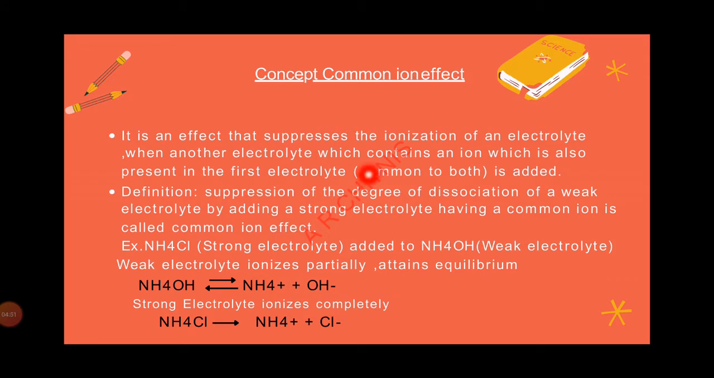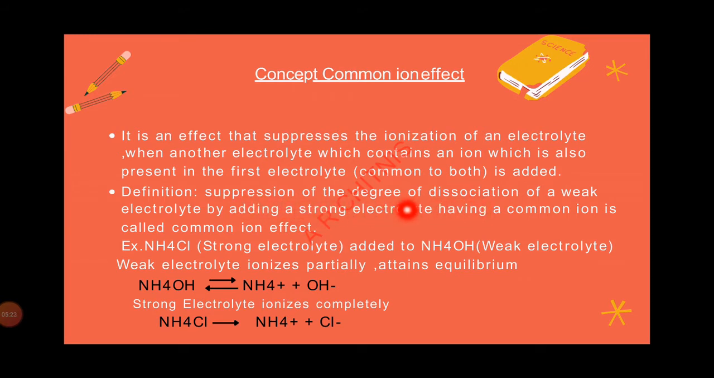The next thing is we are going to learn about the common ion effect. It is an effect that suppresses the ionization of an electrolyte when another electrolyte which contains an ion also present in the first electrolyte is added, which means the ion is common to both. Once again I'll repeat, it is an effect that suppresses the ionization of an electrolyte, usually a weak electrolyte, by adding another electrolyte which also contains the same ion present in the earlier electrolyte. That's why we call it common ion effect.